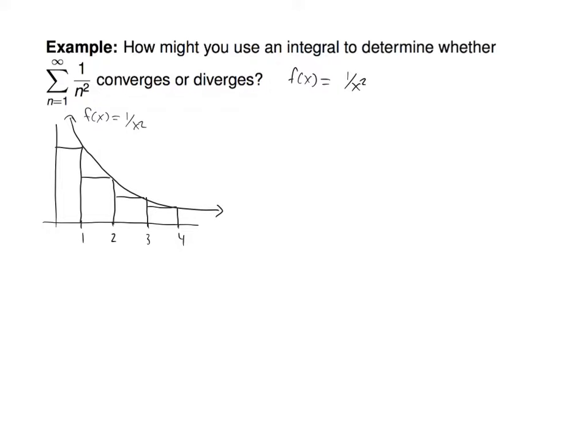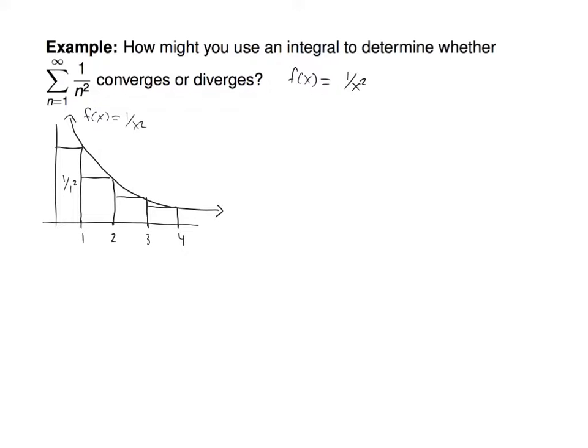Those boxes are not drawn to scale at all, so don't interpret my scale as meaning anything in here. Is everyone okay with that picture and where the boxes are? Okay, what's the height of the first box? 1, because you get that by plugging 1 into your function, right? So this is 1 over 1 squared, which is definitely 1, right?